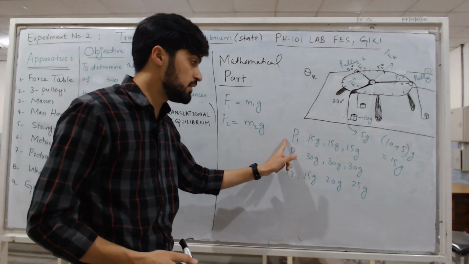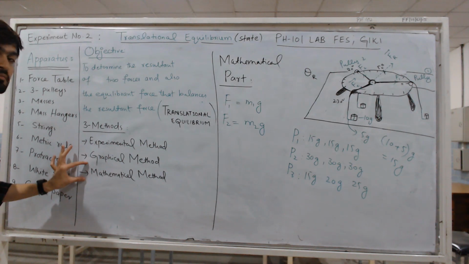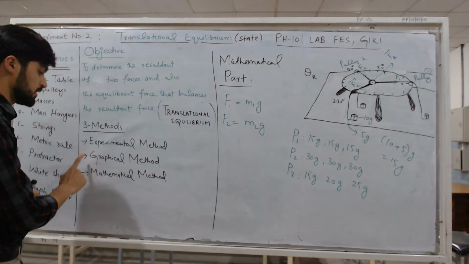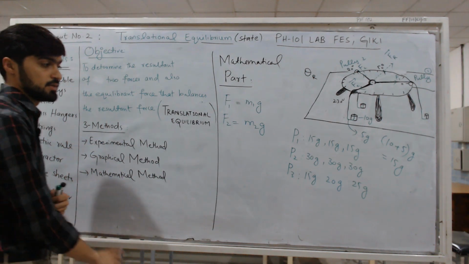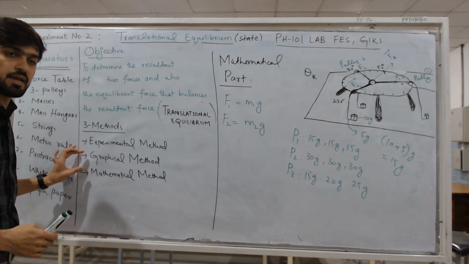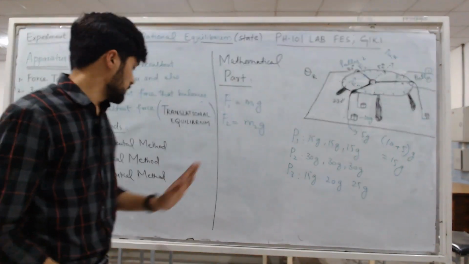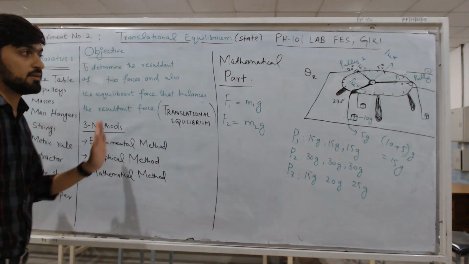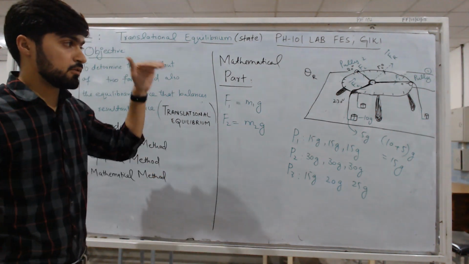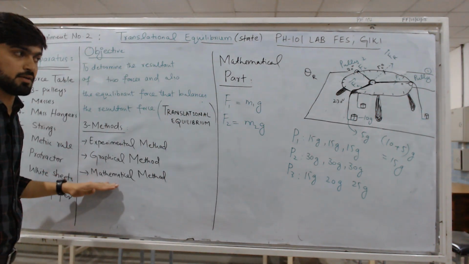We will have to repeat P1 by the experimental, graphical and mathematical methods. Similarly, for the second case, we will be using experimental, graphical and mathematical methods. Similarly, for the third case, we will be using the experimental, graphical and mathematical methods. So for these 3 cases, we will be using these 3 methods, and then the table should be filled accordingly, for the experimental method, for the graphical method and for the mathematical method.